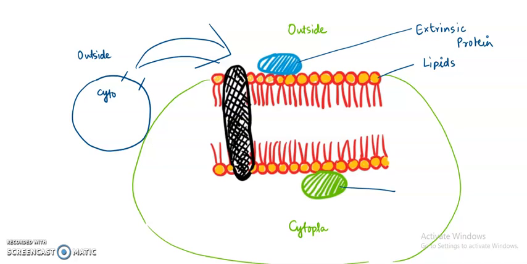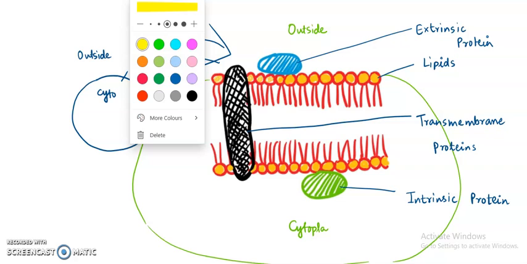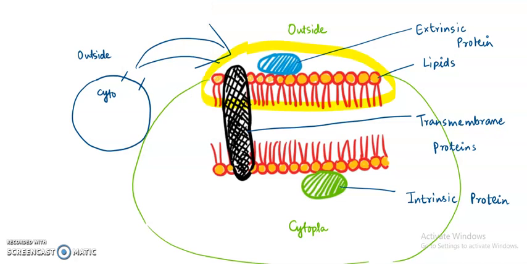The one on the inner side will be known as intrinsic protein. Intrinsic means inner side, because it is found inside the cell near cytoplasm. That's why we are calling it as intrinsic. And in between, there are special type of proteins which are known as transmembrane proteins, which cross the lipid bilayer. See, one bilayer is this one and another bilayer is this one. And the transmembrane proteins, they are occurring in between.